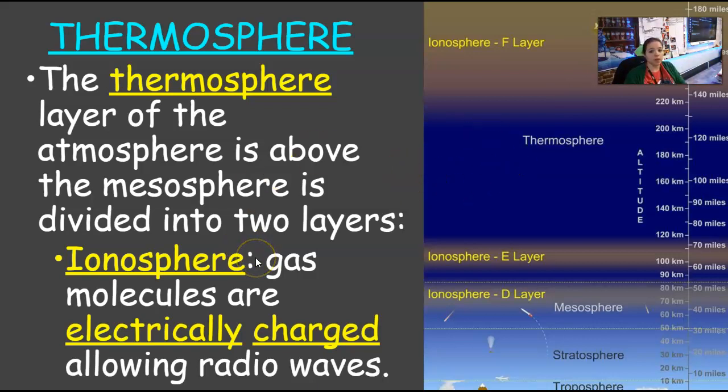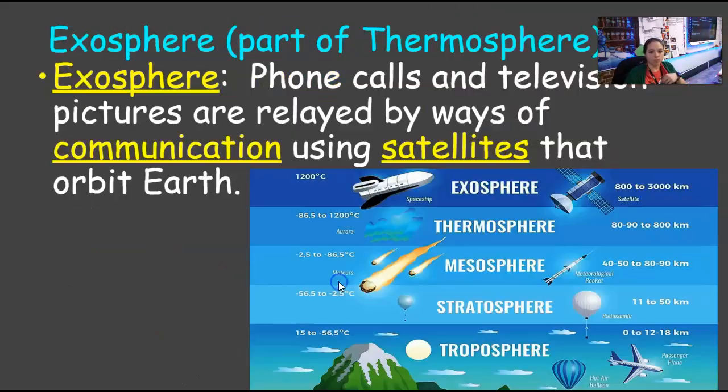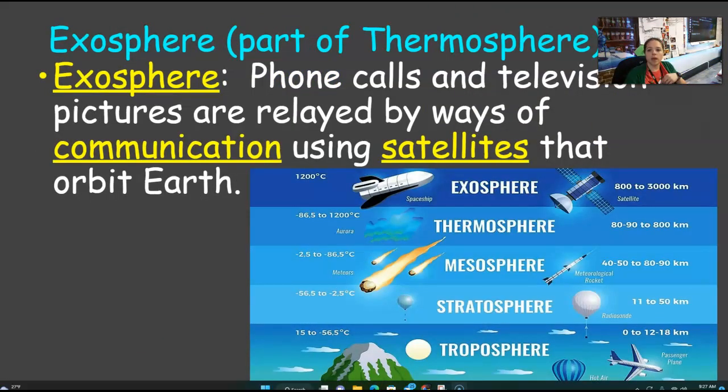You have the ionosphere, which we're going to talk about first, and then you have the exosphere. So the ionosphere, this is where gas molecules are electrically charged, allowing radio waves. If you still listen to radio like I do, this is how we get our radio waves. There are certain antennas that's what they transmit using.